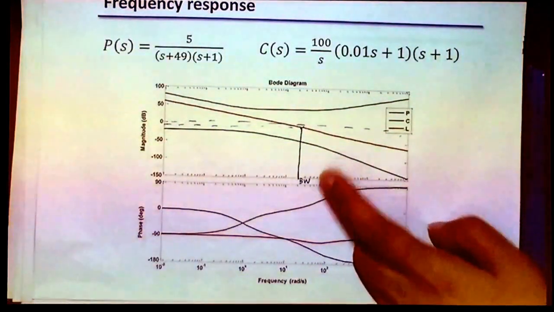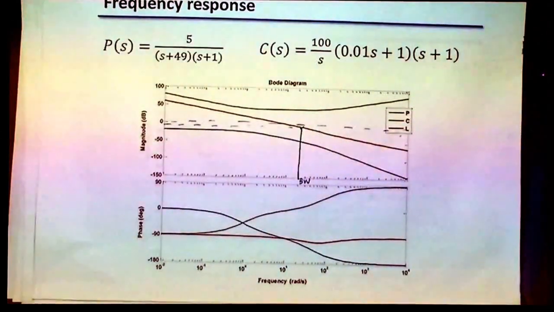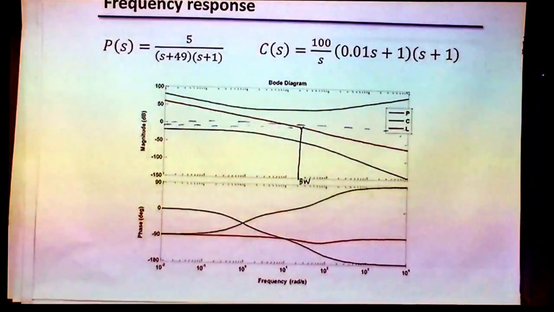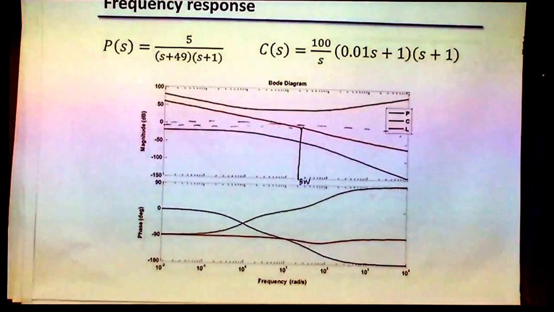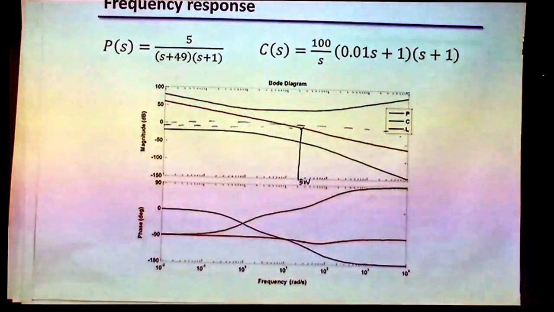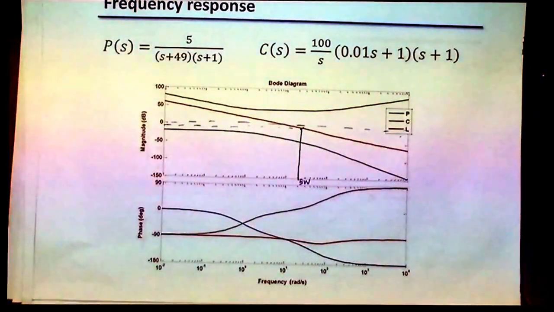If you're not happy with your values, with gain crossover and phase crossover, what do you change? C(s). You don't change P. If you're not happy with your gain crossover, phase crossover frequencies, or your bandwidth, you change C(s). And what do you change? You change your KP, KI, KD.